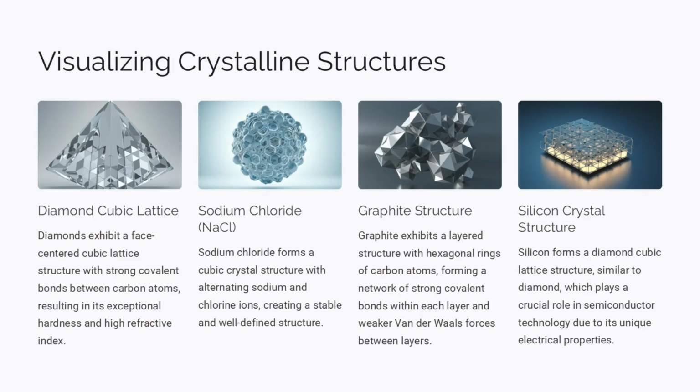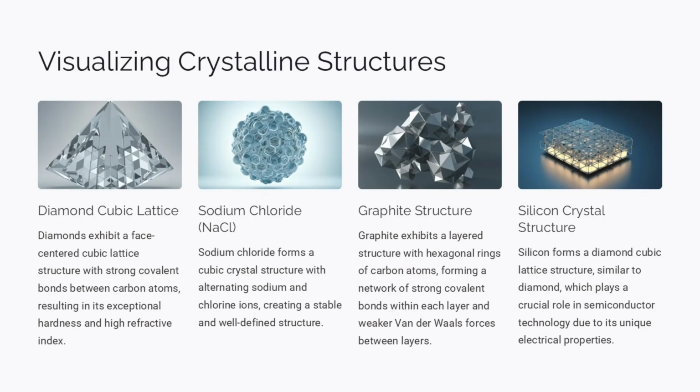This is due to the diamond's face-centered cubic lattice structure, with strong covalent bonds between the carbon atoms. Sodium chloride, or table salt, forms a stable cubic crystal structure with alternating sodium and chlorine ions. Graphite has a layered structure, with strong covalent bonds within each layer and weaker van der Waals forces between the layers.